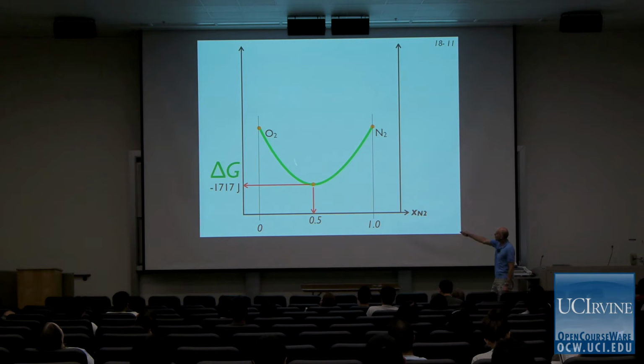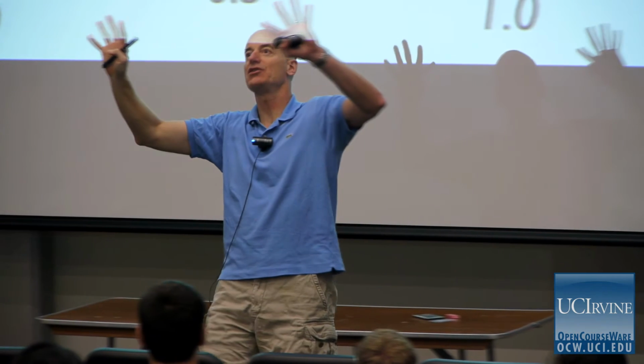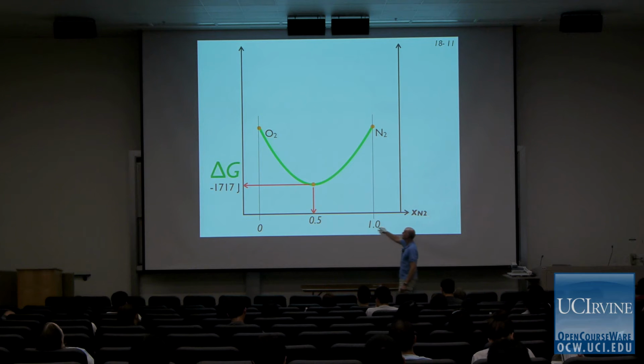And so what we showed is that if we calculate the G when we've half converted O2 to N2. In other words, we have vessels of O2 and N2, and we've allowed them to intermix until equilibrium is obtained. All right, what we calculate is minus 1,717 joules, even though the free energy of formation, the Gibbs energy of formation of O2 and of N2 are both 0.